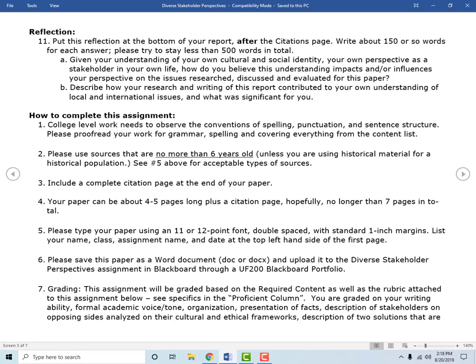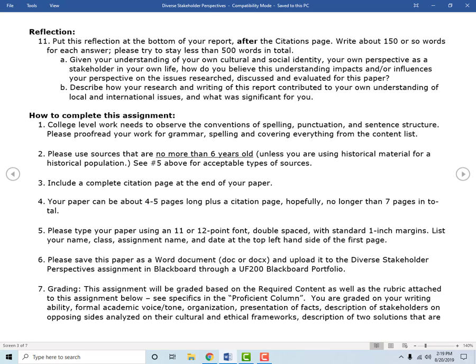How to complete this assignment. 1. College-level work needs to observe the conventions of spelling, punctuation, and sentence structure. Please proofread your work for grammar, spelling, and covering everything from the content list. 2. Please use sources that are no more than 6 years old unless you are using historical material for a historical population. See number 5 above for acceptable types of resources. Actually, I don't think it's number 5.